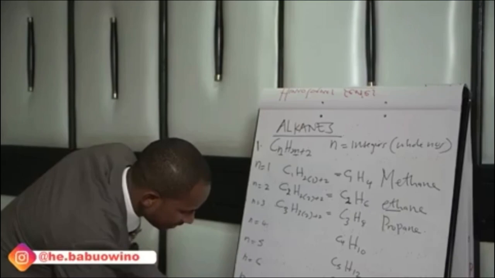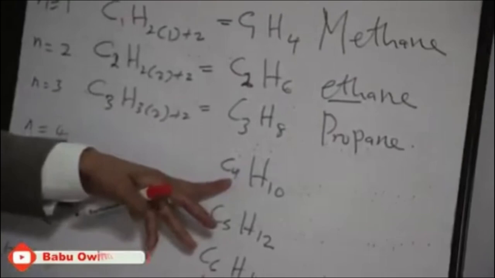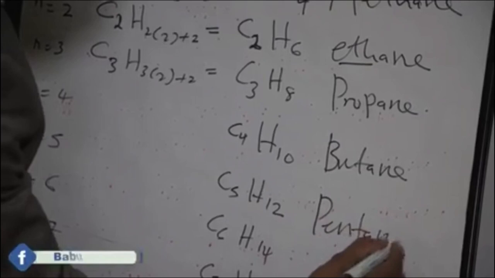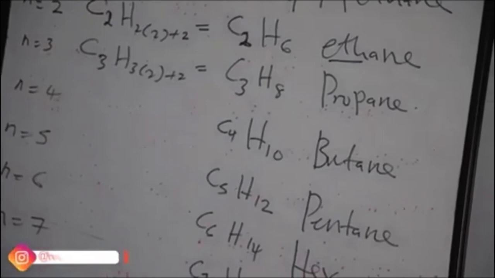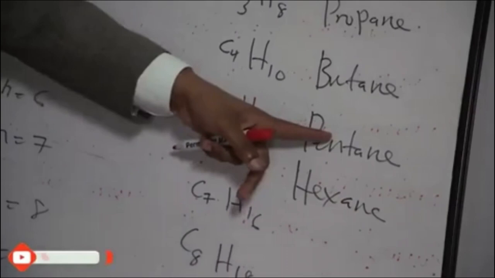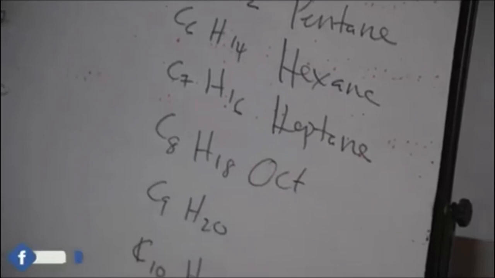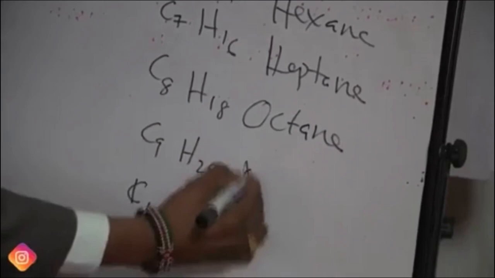When n is 4, with 4 carbon atoms and 10 hydrogen atoms, it's called butane. When n is 5, C5H12 is pentane. C6H14 is hexane, from the word hexagon. Pentane, from the word pentagon, a five-sided figure. Seven is heptane. Eight is octane, octagon, octogenarian. Nine is nonane. And ten is decane. Are we together, class? Thank you.